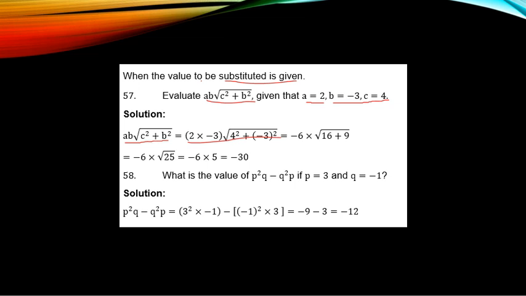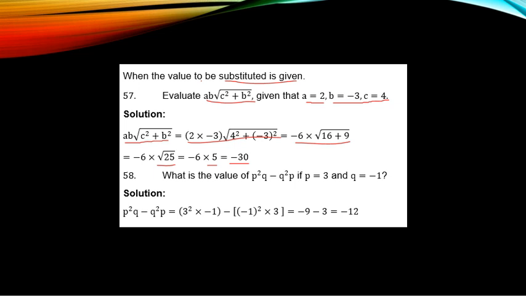So 2 times minus 3, you have minus 6, times the square root of 4 squared, which is 16, plus minus 3 squared, which is 9. If you add inside the bracket, you have 25, and the square root of 25 is 5, times minus 6, that is minus 30. Very simple.